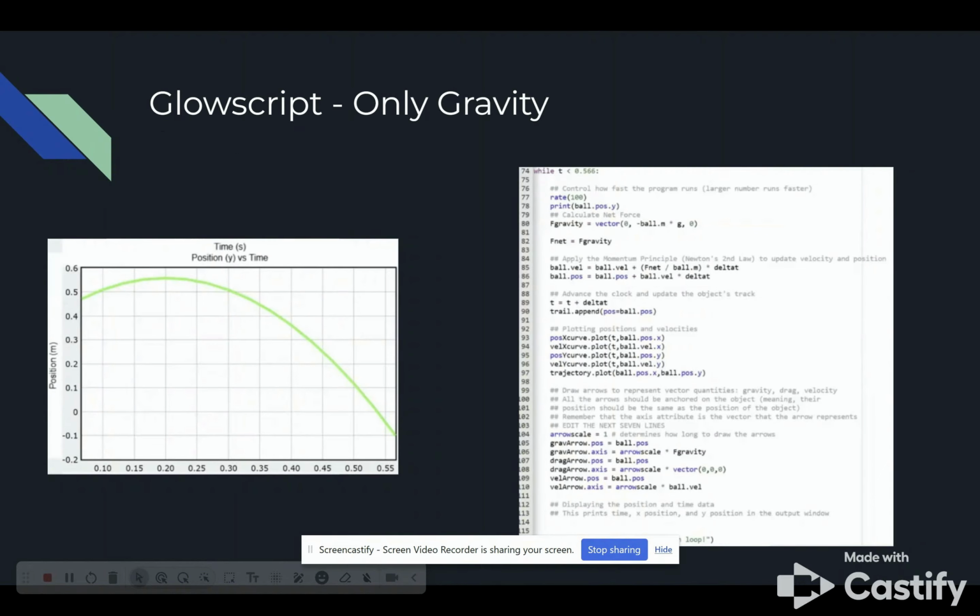Here we have the GlowScript model using just gravity. As you can see, it follows a perfect parabolic motion, which is as expected. This is what you would calculate using the basic kinematic equations. And over here we have a preview of the code where we've put in the mass of the ball and adjusted various values, as you can see, so that the model is effective with just gravity.